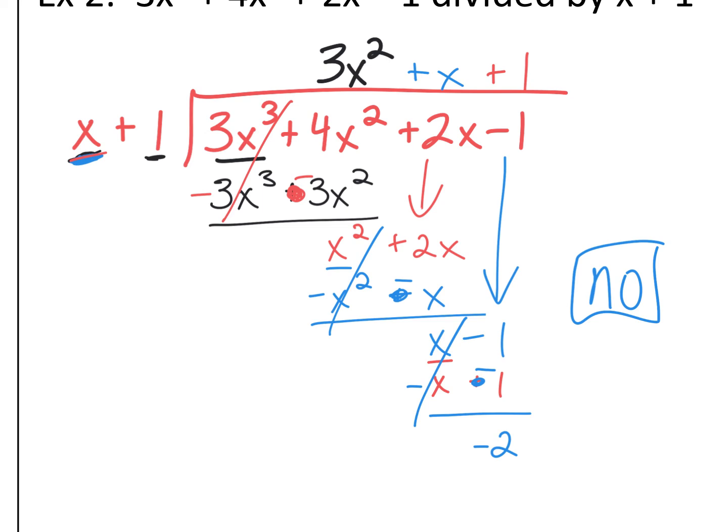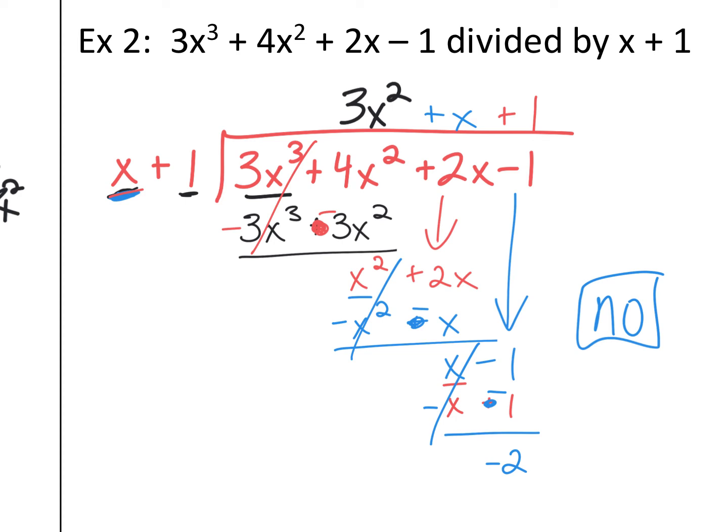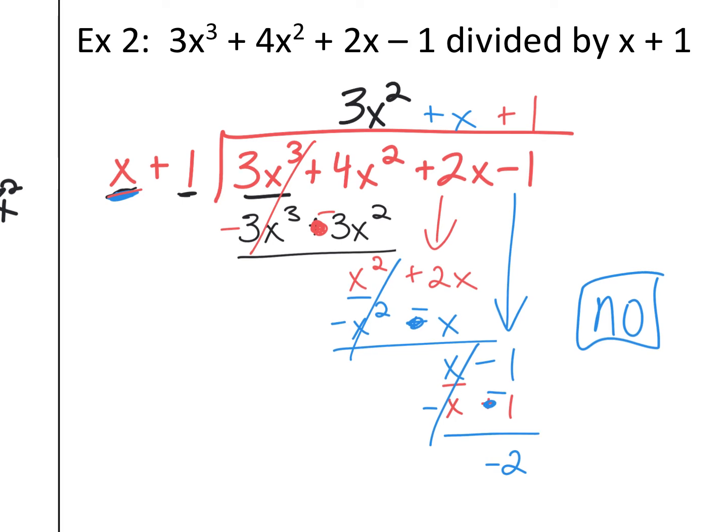You don't. Any questions for me before we move on from this process? How do we feel about this process? Wait, so how did you get the 3x on top? Okay. How did I get the 3x squared in the first place? Because that was our first term, 3x to the third, divided by our first term of x. 3x to the third divided by x is 3x squared. You've got to keep the coefficients in your division problem. Any other questions?